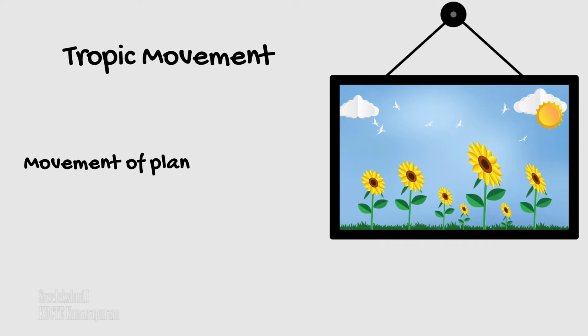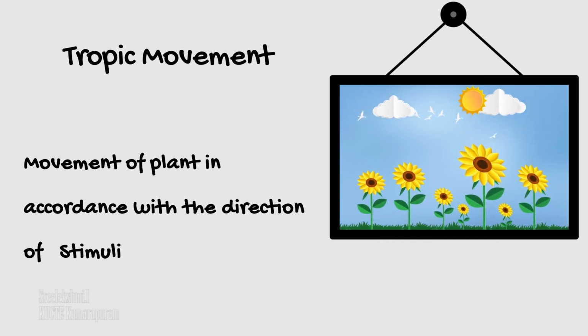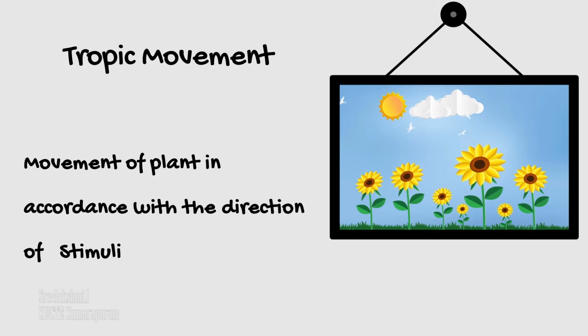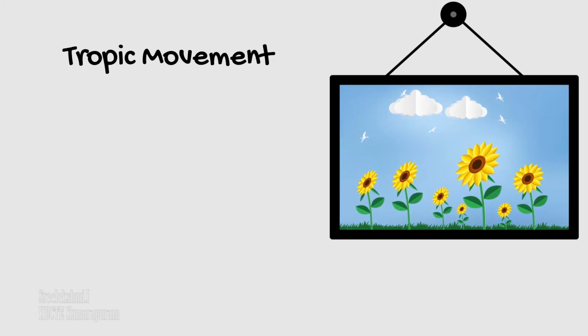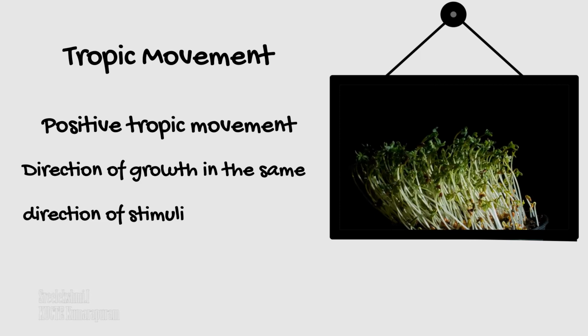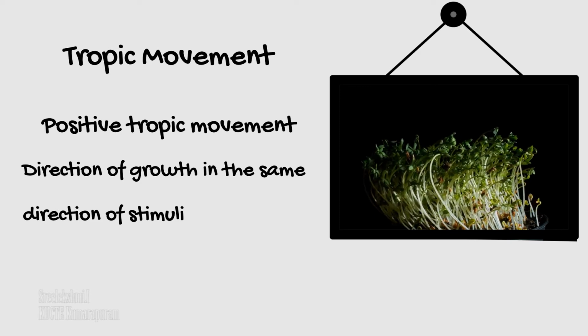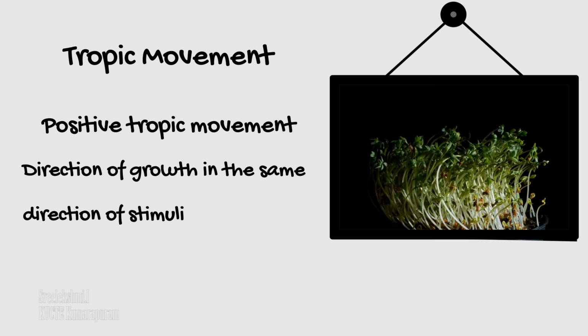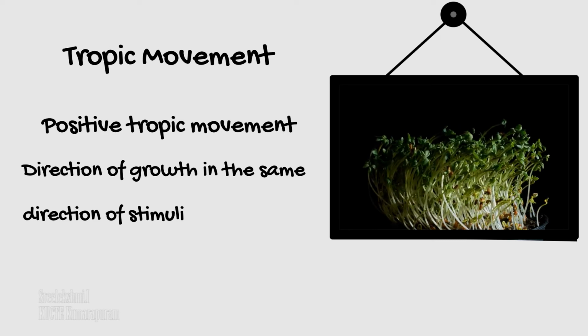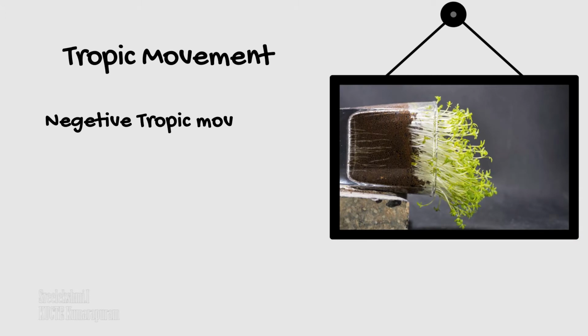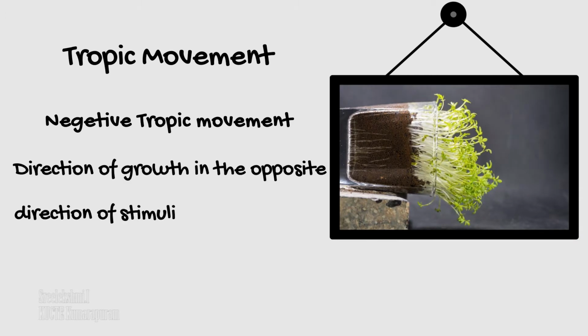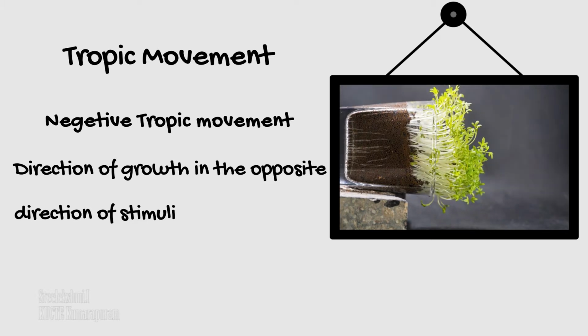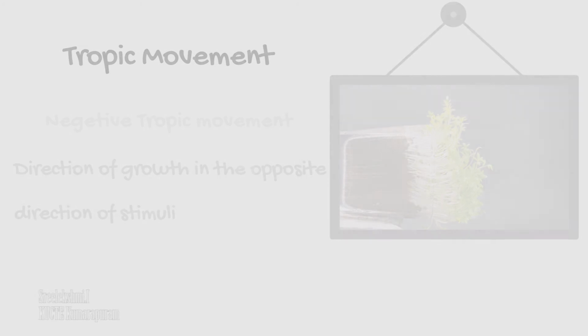The movement of plants in accordance with the direction of stimuli is known as tropic movements. When the direction of growth is in the same direction as the stimulus, such tropic movements are known as positive tropic movements. Whereas when the direction of growth is against the direction of the stimulus, such tropic movements are known as negative tropic movements. Next, we are looking into a detailed study of various tropic movements.